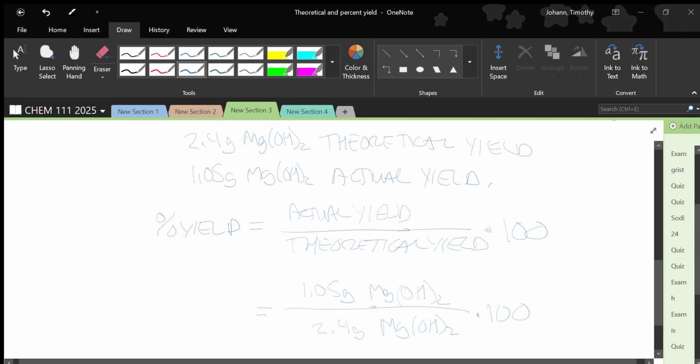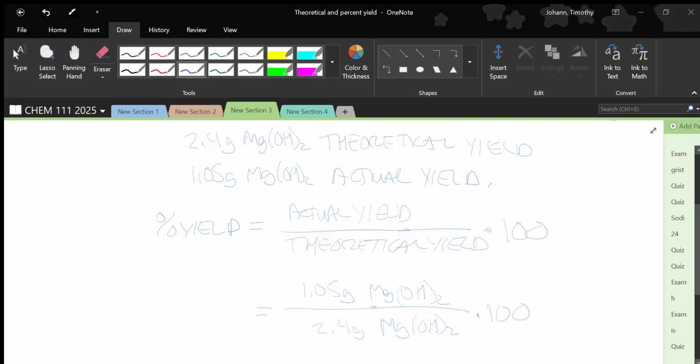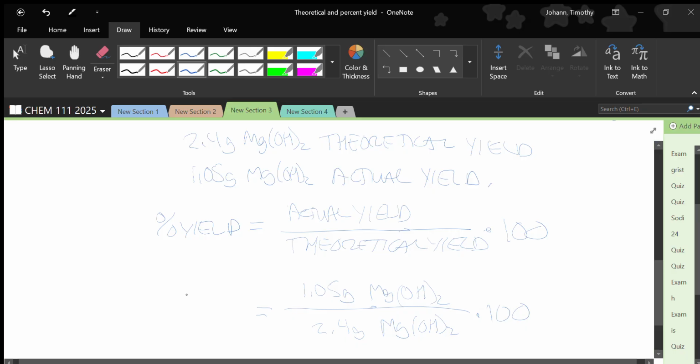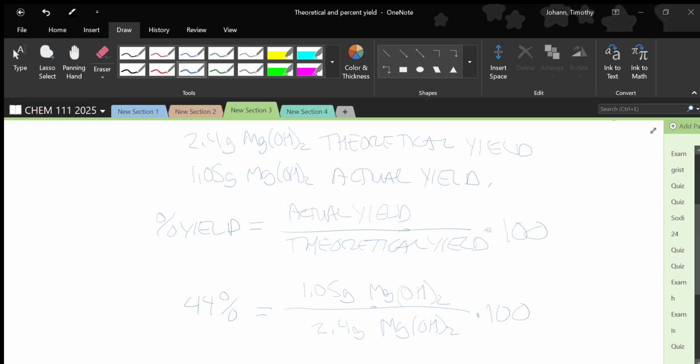And so I'm going to go ahead and put that in my calculator. I'm going to take 1.05 times 100 divided by 2.4, and what I get is 43.75, and since I've got two significant figures over here, I'm going to say 44% is going to be my percent yield there. Okay, so that's how we can do those sorts of solution calculations to get a theoretical yield, and that's how we calculate our percent yield in one of these problems.